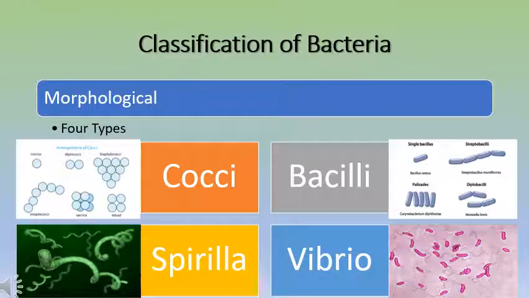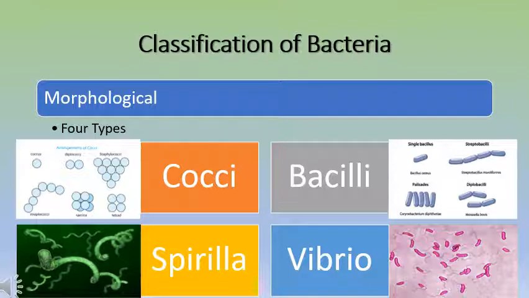So let's start with morphological classification of bacteria. On the basis of morphology, or the appearance of bacteria, we can classify bacteria into four categories. Cocci are those bacteria which appear round in shape. Bacilli are those bacteria which usually exist in rod shape. And then another type is spirilla. Spirochetes are an example of spirilla. They exist in a spiral form.